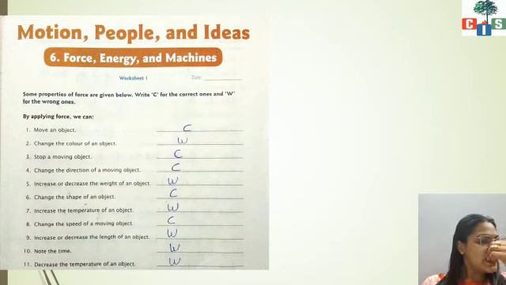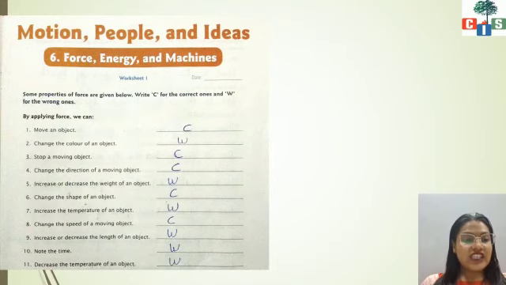Then second is change the color of an object. Can we change the color of an object by applying force? No. So it is wrong. So we will write down W. Third is stop a moving object. Yes, we can stop a moving object. Fourth is change the direction of a moving object. Yes, by applying force, we can change the direction of the object. Fifth is increase or decrease the weight of the object. No, we cannot increase or decrease the weight of the object. So it is wrong.